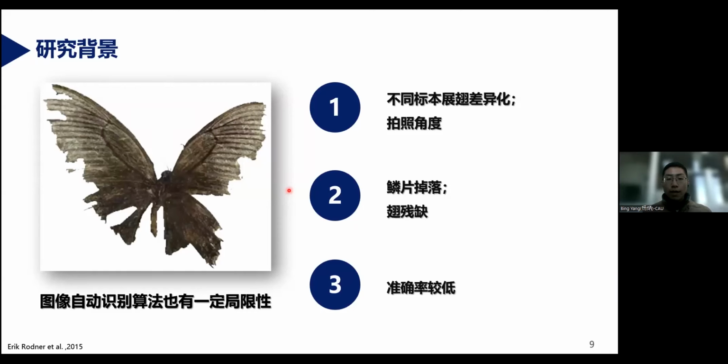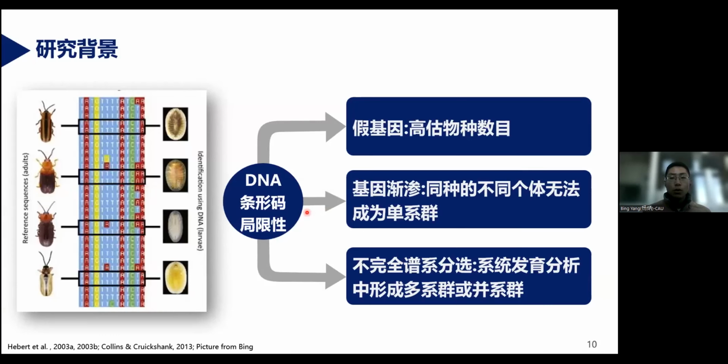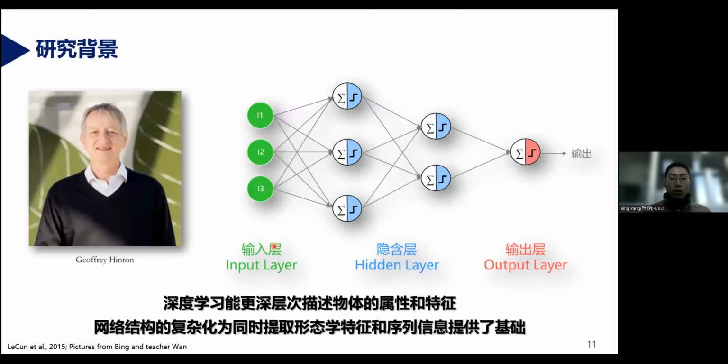For example, it is affected by differences in the samples, the specimens, the camera angles, scale loss, or incomplete wings, etc., and the accuracy is low. DNA barcoding has many advantages and certain limitations as well. For example, the presence of pseudogenes would lead to an overestimation of the number of species. And incomplete lineage sorting will lead to the formation of polyphyletic groups in phylogenetic analysis.